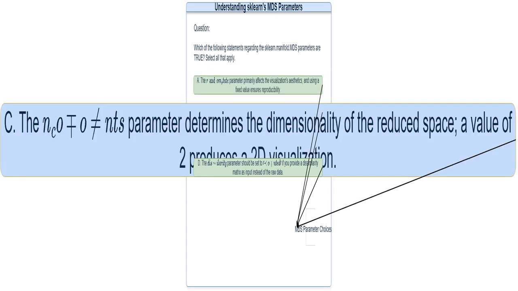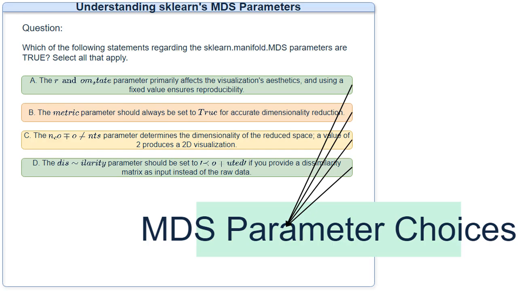This line simply serves as a heading or section title for the parameter choices discussed in the questions. It doesn't require further explanation. This title introduces the topic of the quiz, which is to understand how the parameters of Sklearn's multidimensional scaling function, sklearn.manifold.MDS, work. Let's dive into the fascinating world of dimensionality reduction.